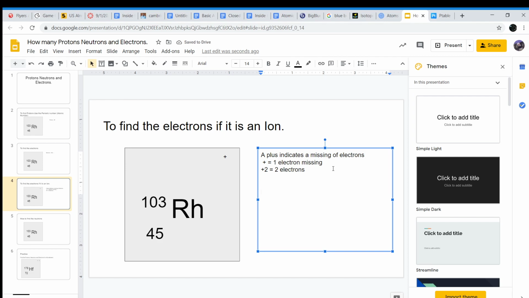For this one right here, there is a single plus. Therefore, we can say that the electrons are going to be 44. And if you ever have to type in the symbol, you would hit Control period and then the negative there. So that's how you find the electrons in an ion.